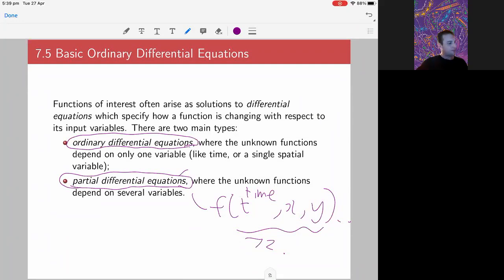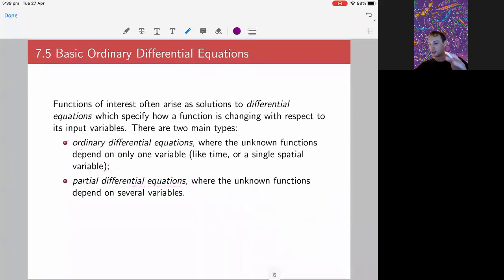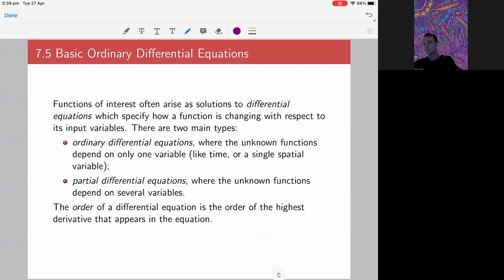All right, so now something else, something along the lines of what Casey was just asking: the order of a differential equation. If you have a differential equation that specifies how its derivatives are behaving, the order of that differential equation is the order of the highest derivative that appears in the equation.